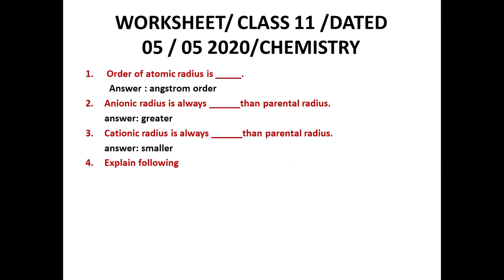Next is the fourth, explain the following. The radius of the chlorine atom is less than the chloride ion. Chlorine is a parental atom, chloride ion is an anion. That question asks about the reason. So why is chloride bigger in size than the chlorine atom? The answer goes to Z effective, that is effective nuclear charge, the core attraction exerted by the nucleus on the outermost electron present in the valence shell.